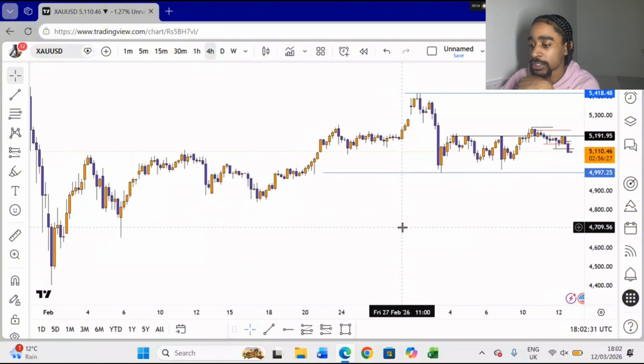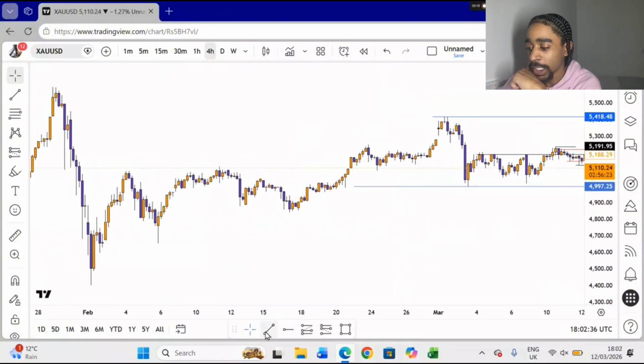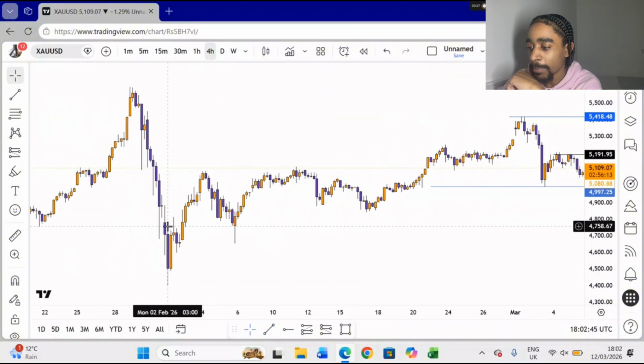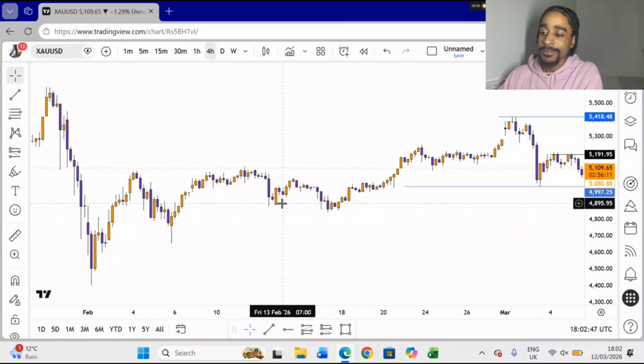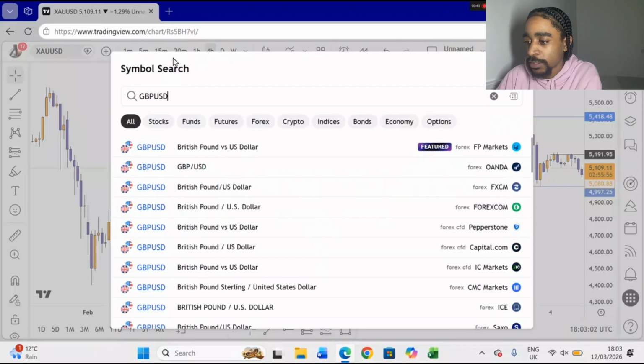Alright, so we're on the charts now, and I'm just going to be explaining to you guys what is a trend line. So first of all, a trend line is a tool that traders use to mark out lower highs, higher lows, pretty much just to mark out the trend of the actual pair. So let me just go on a random pair, GBP USD.